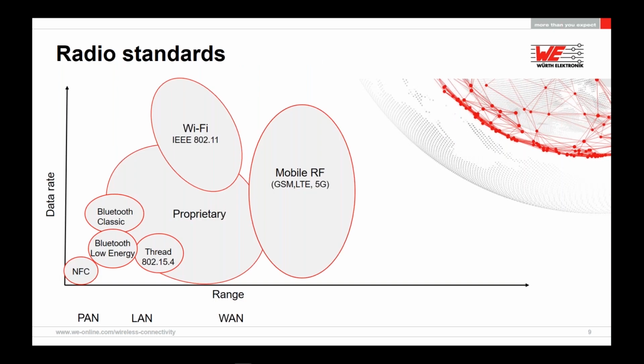I have a slide here trying to place our proprietary protocol somewhere in this big screen of radio standards. Invariably, with any radio standard, I like a big, large range, and I like a lot of data to get through. So data rate versus range are always critical aspects which you need to consider. And obviously, there are physical limitations. On the higher range, we have the mobile RF. On the higher data rate, typically Wi-Fi.